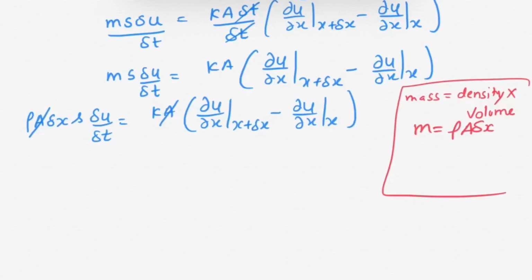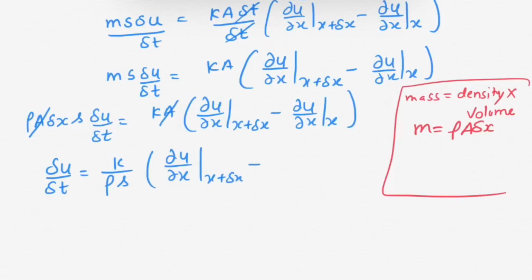On dividing, on the LHS we have del U over del T, and this equals K over rho s into del U over del X at point X plus delta X minus del U over del X at point X, and the whole divided by delta X.